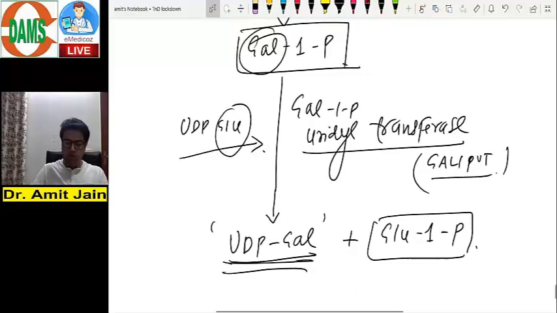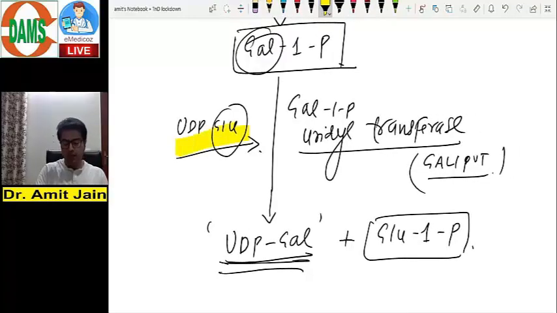Where was the other use of UDP glucose? This will be a question, suppose. Suppose in Viva I asked you to name 2 pathways, enumerate the pathways where UDP glucose is utilized. UDP glucose is the starting point of which pathway? I'm waiting for your answer. Glycogen, right? It is for glycogen synthesis. It is also used in the galactose metabolism.